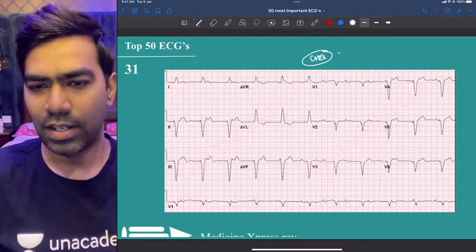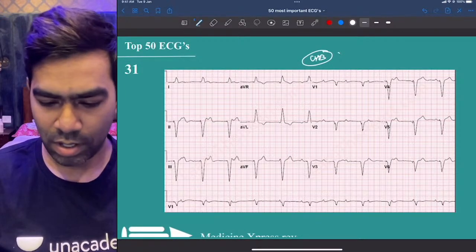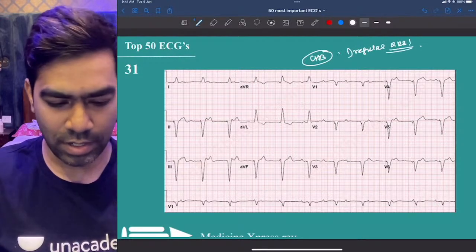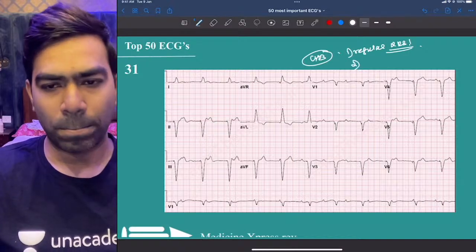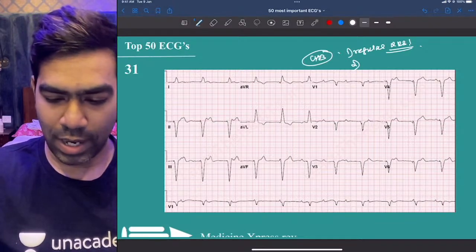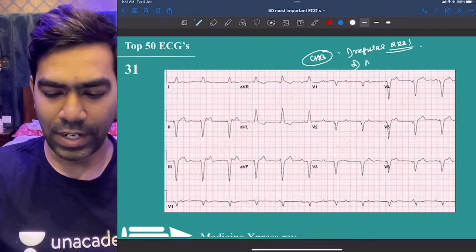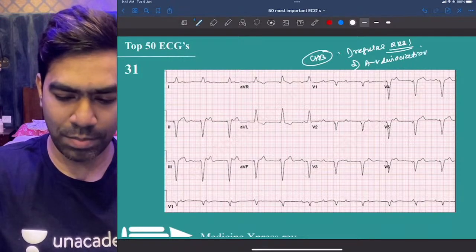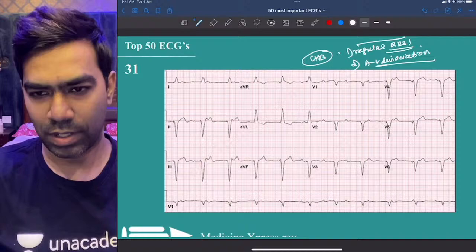And coming to this one, this is an EKG that's an example of a complete heart block. Remember, whenever you have a complete heart block, number one, you will have a regular rhythm. That's very, very important. Regular QRS complexes. You won't have irregularity in the rhythm. And number two, you're going to have AV dissociation. AV dissociation means there will be absolutely no relationship between the P wave and the QRS complexes.